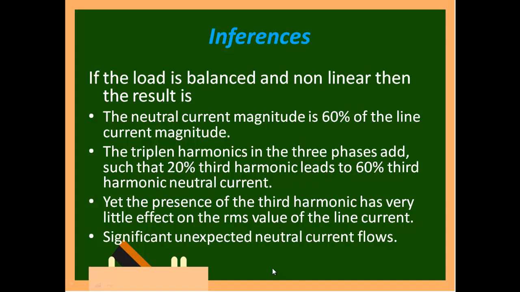So significant unexpected neutral current flow. The problem is this third harmonic is not raising your RMS current. Yesterday we have seen RMS current should not increase. If RMS current increases, then there will be a decrease in power factor, because in the power factor formula RMS current is in the denominator. So if the denominator value increases, power factor will reduce. What they say is, even though third harmonic does not increase your RMS current, it will try to increase your neutral current by 60%. So significant unexpected neutral current will flow due to third harmonics. So that is the first inference.